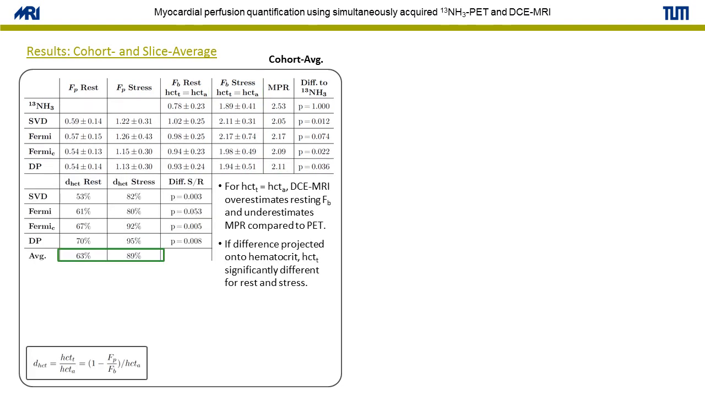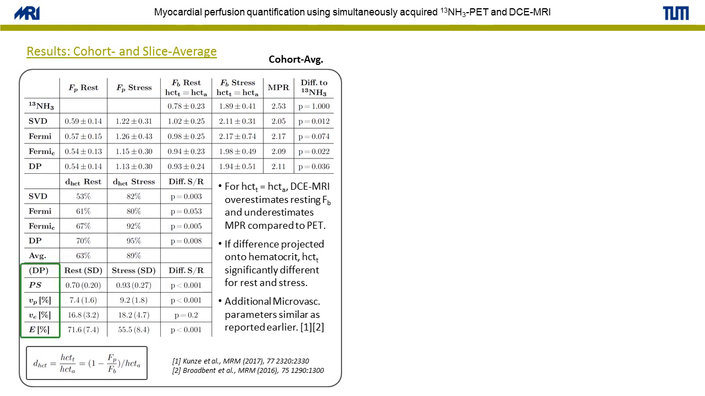If the observed difference between MRI and PET flow estimates is projected exclusively onto the systematic difference between plasma and blood flow, thereby neglecting all other potential confounders, the obtained estimates of tissue hematocrit were found to be significantly different between rest and stress. When averaged across all DCE MRI modeling approaches, the relative fractions of tissue to arterial hematocrit DHCT of 63 and 89% translated to an average tissue hematocrit of 26% at rest and 37% at stress.